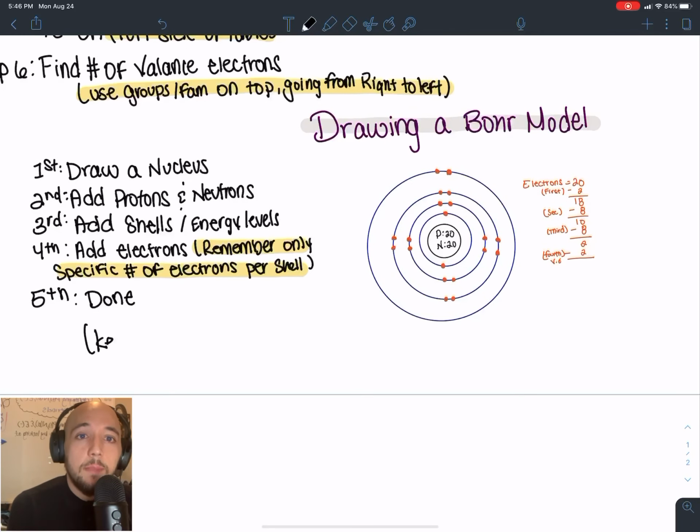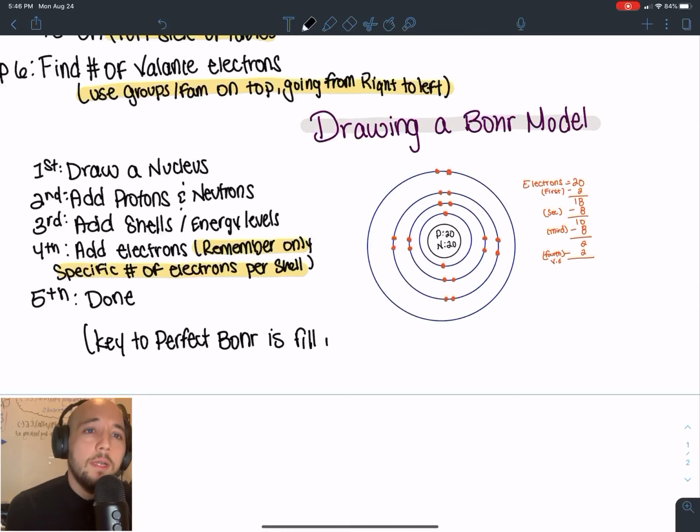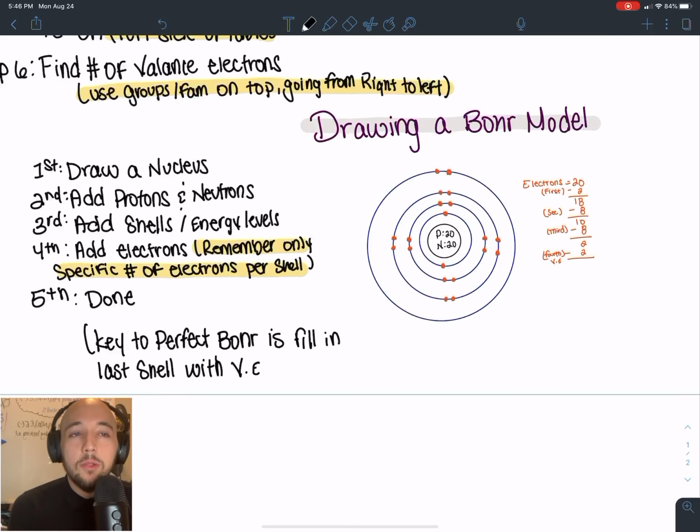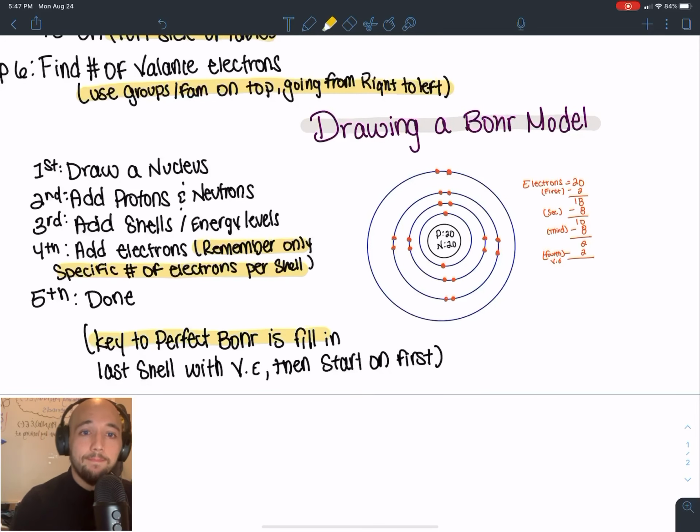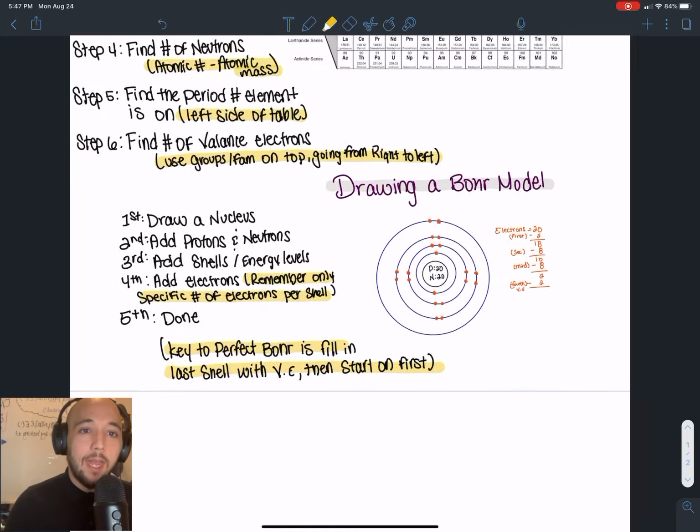And the fifth is going to be you're done. You've drawn a Bohr model. And again, this works for every single Bohr model or every single element. So key to a perfect Bohr is to always, again, fill in the valence electrons. That way you don't get confused in the event that you don't have the total number that fit in the previous shell. And yeah, that's pretty much it. Highlight it. That's important.